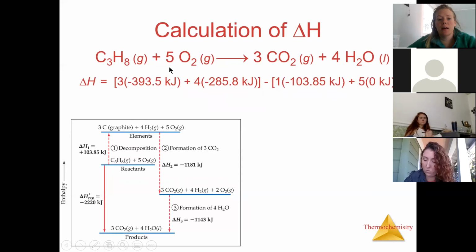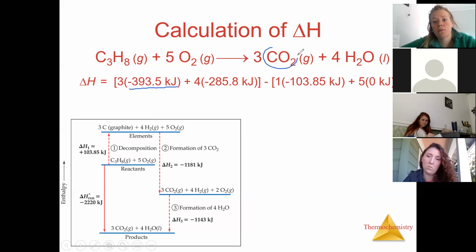So when looking at this equation here again, we're going to take products minus reactants. So we would need to look back at that delta H of formation sheet. And we've got, this is how much energy, negative 393.5 kilojoules, is released for every 1 mole of CO2 that's formed. Now there are 3 moles being formed here, so we need to multiply it by 3.